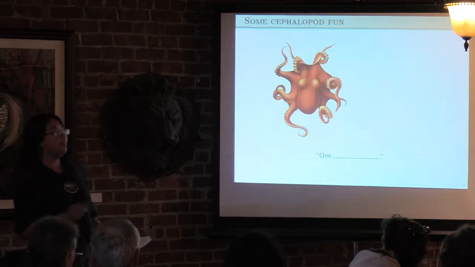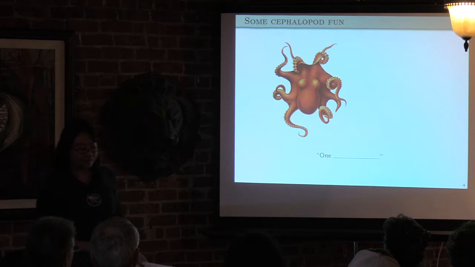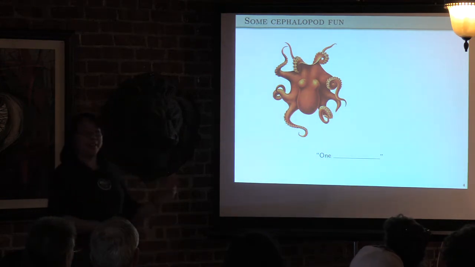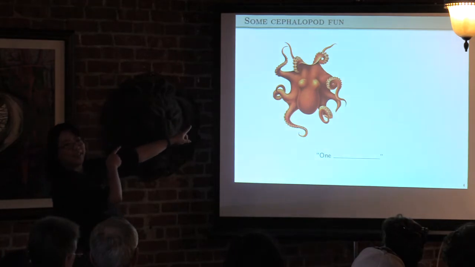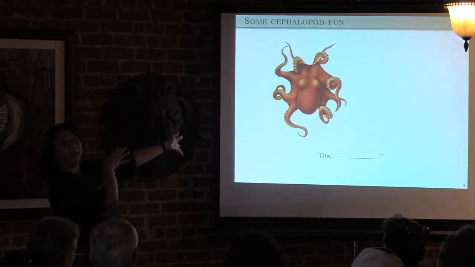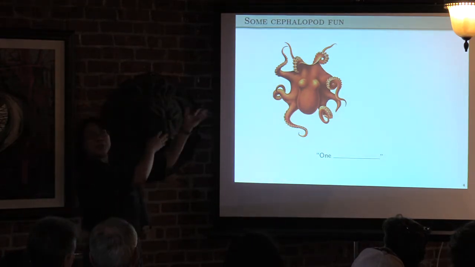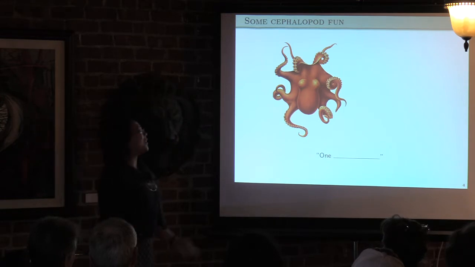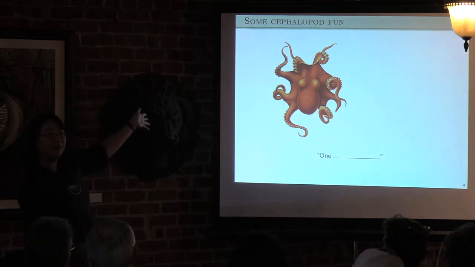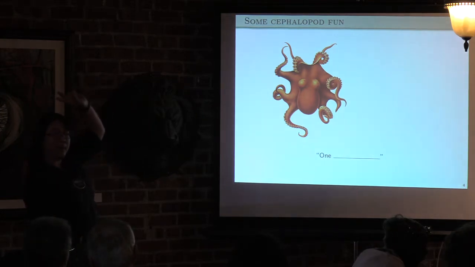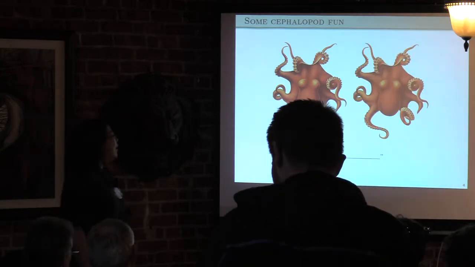So, speaking of cephalopods, I want to do a little demo. All right, audience participation time. What is this? This is an eight-legged cephalopod, right? What is the English word for this creature? Octopus. Octopus, right? Great. All right, so we would say one octopus, right? Would anybody say anything else? No, okay, great.